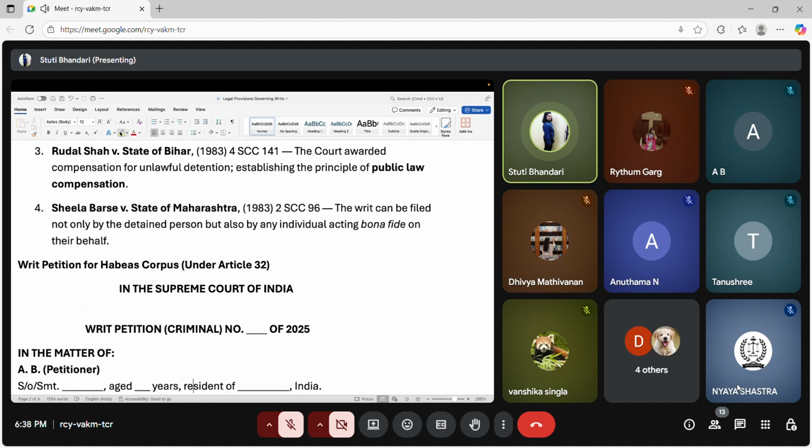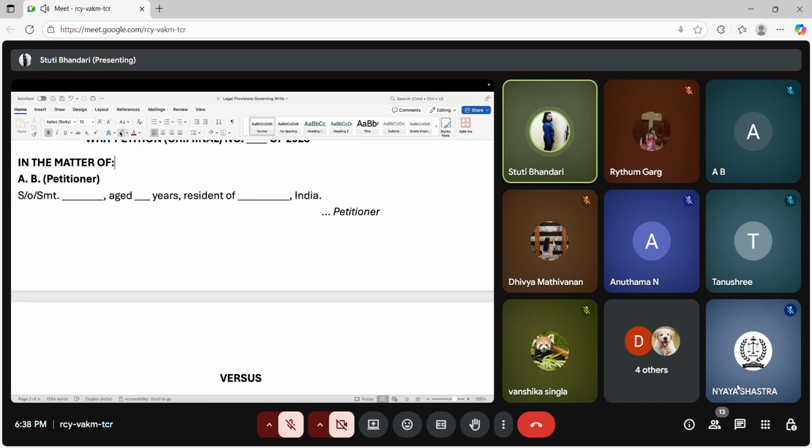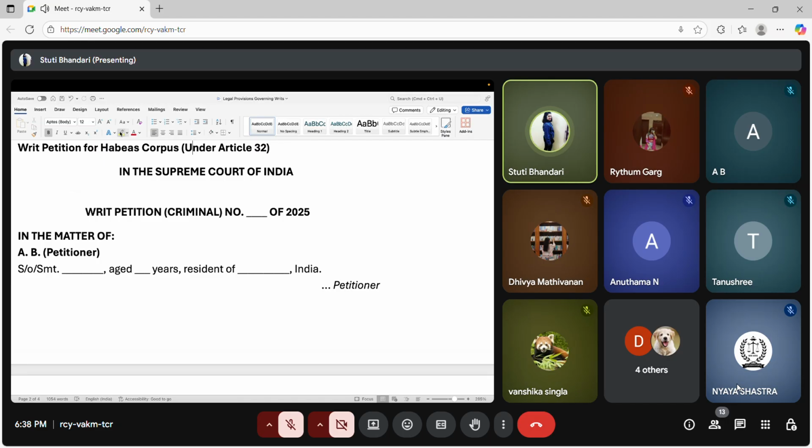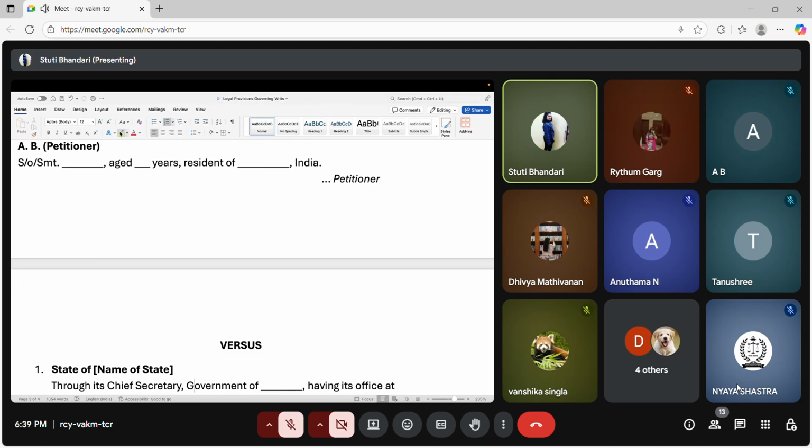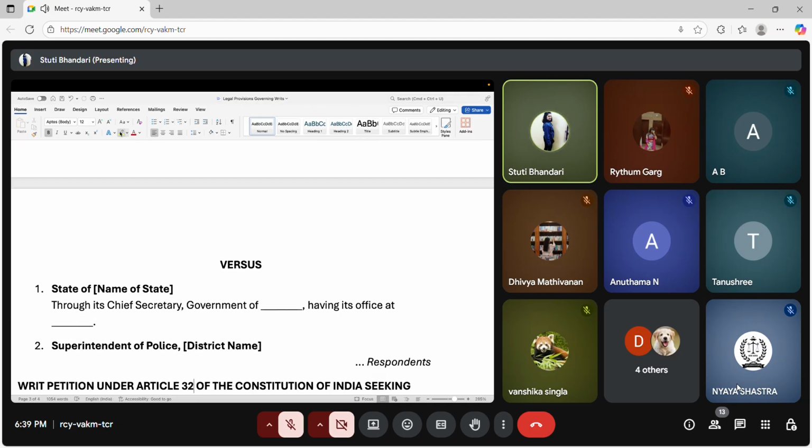Now coming to how you file the writ. Firstly, the court's name. It can be the High Court or the Honorable Supreme Court of India. Writ petition, criminal; if it is a civil case you write civil, criminal. So criminal number dash of 2025, in the matter of AB, petitioner's name, son of, age, resident of, petitioner versus State of whatever state, through its Chief Secretary, Government of whatever, Uttarakhand, Delhi, or any state, city, or union territory.